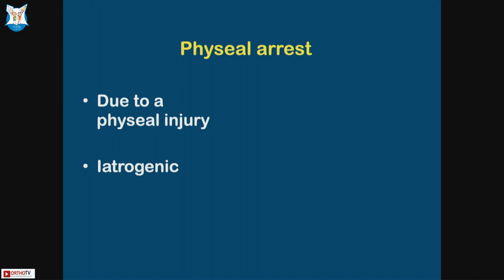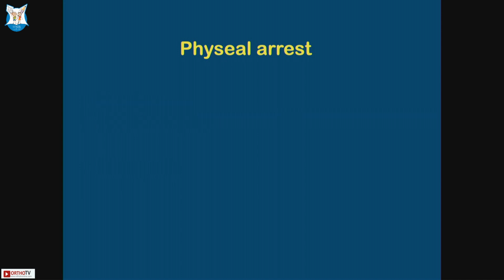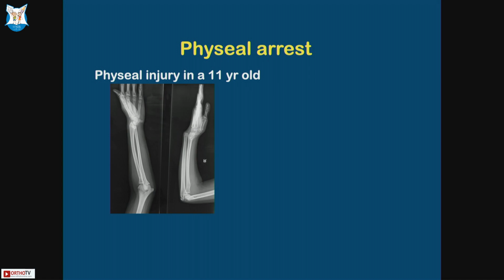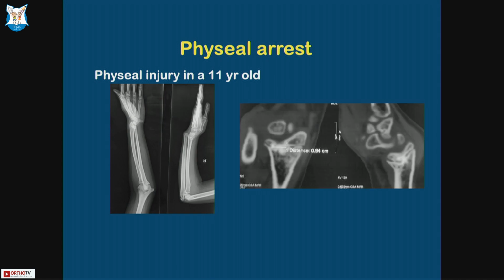Physeal arrest: you can get a physeal injury when the fracture is intraphyseal, but more commonly what we see are the iatrogenic ones. Physeal injury in an 11-year-old child. This girl was a tennis player, and she had a trivial injury. She thought it was a wrist sprain from playing tennis and didn't have an X-ray. 6 months later, she started having a deformity, and about a year later, she came to me with this X-ray, and she had probably a type 5 injury which went undiagnosed.